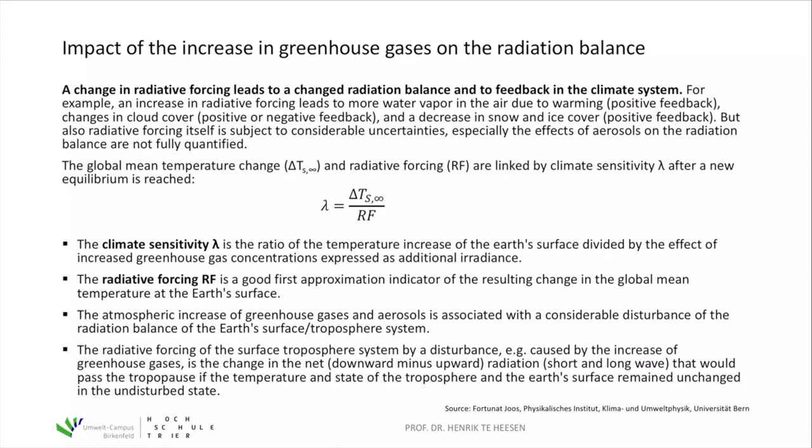What we've seen is that a change in this radiative forcing leads to a changed radiation balance and a changed energy balance. And that gives us a feedback in the climate system. For example, let's think about an increase of radiative forcing. What do we get? We get more water vapor in the air due to warming. So this is a positive effect, if we have higher temperatures and more water vapor in the air. Of course, the more water is concentrated in the atmosphere, we have a change in cloud cover. That is a positive and a negative feedback. And finally, we have a decrease in snow and ice cover. So that's again a positive effect: the temperature increases as we have more water due to the decrease of snow and ice.